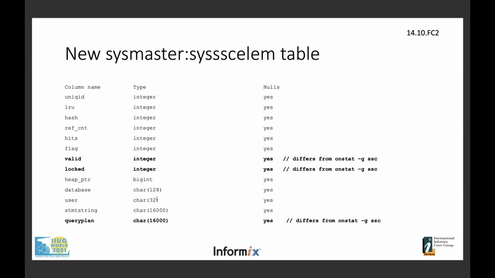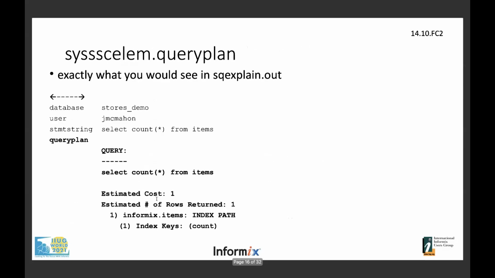But there are three extra columns here that you're not going to see in the onstat output. One is this valid column that I'll talk about in a couple of slides. One of them is a locked column that I'll also talk about. But the one we're talking about here is query plan. So I'll jump to the next slide here.